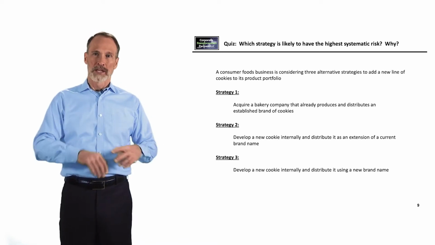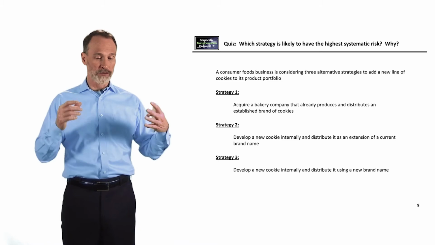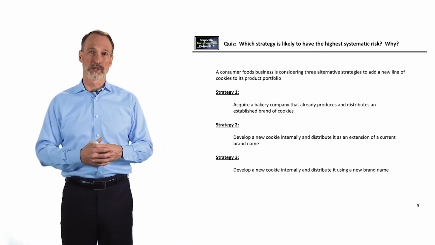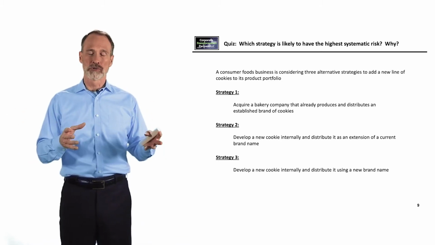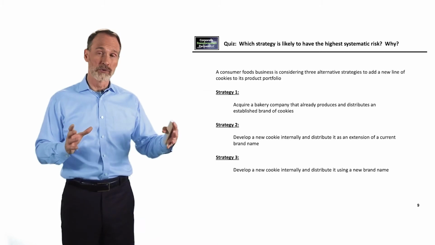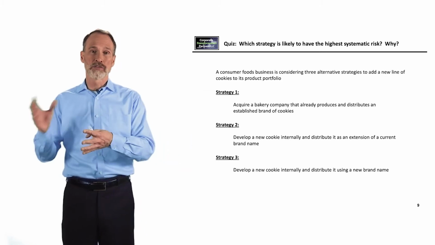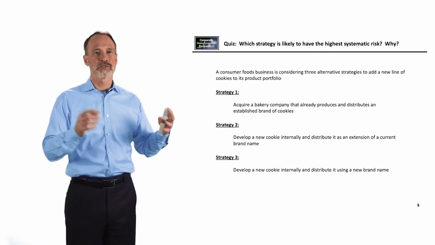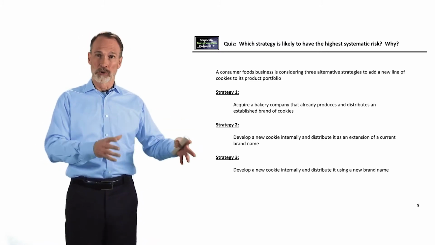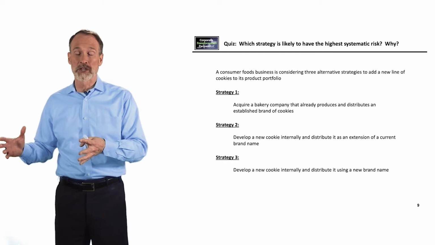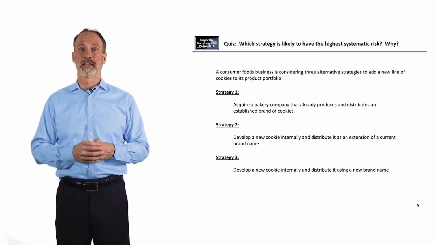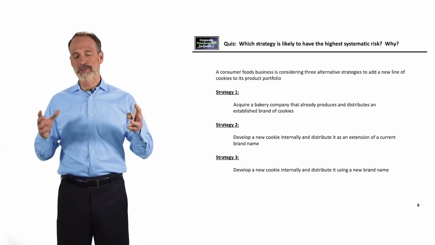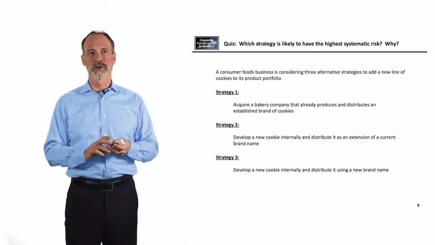Strategy number 1 is to buy a bakery that already has an established cookie and an established brand of cookies. Strategy 2 is to develop a new cookie internally and then distribute it using a current brand name. And then strategy 3 is to develop a new cookie internally and then to distribute it using a brand new brand name.